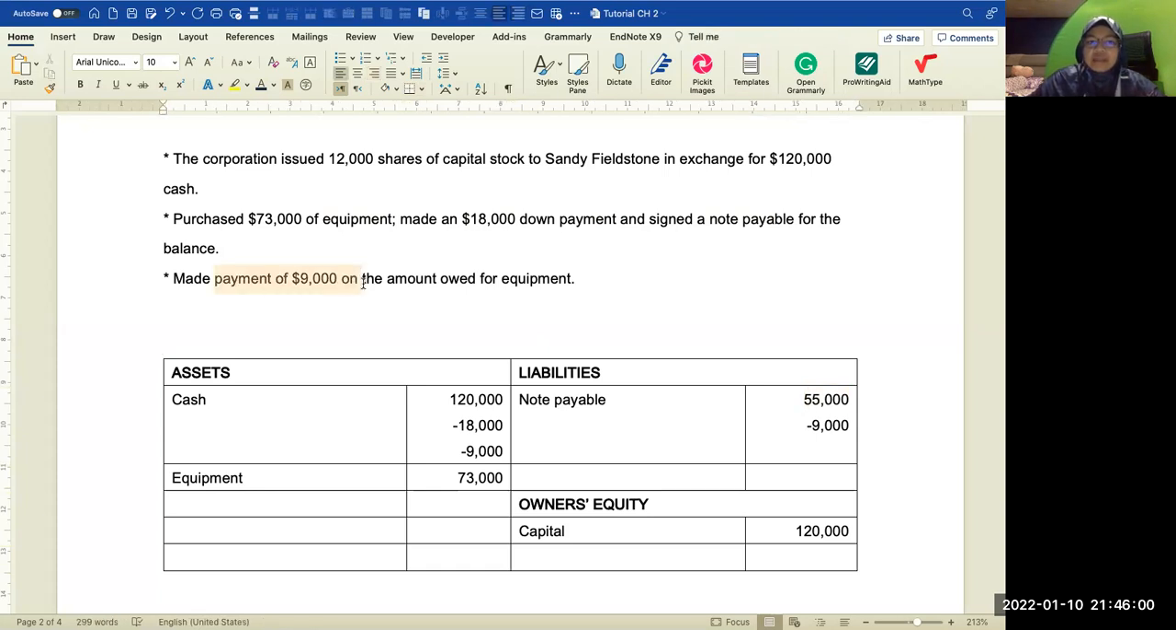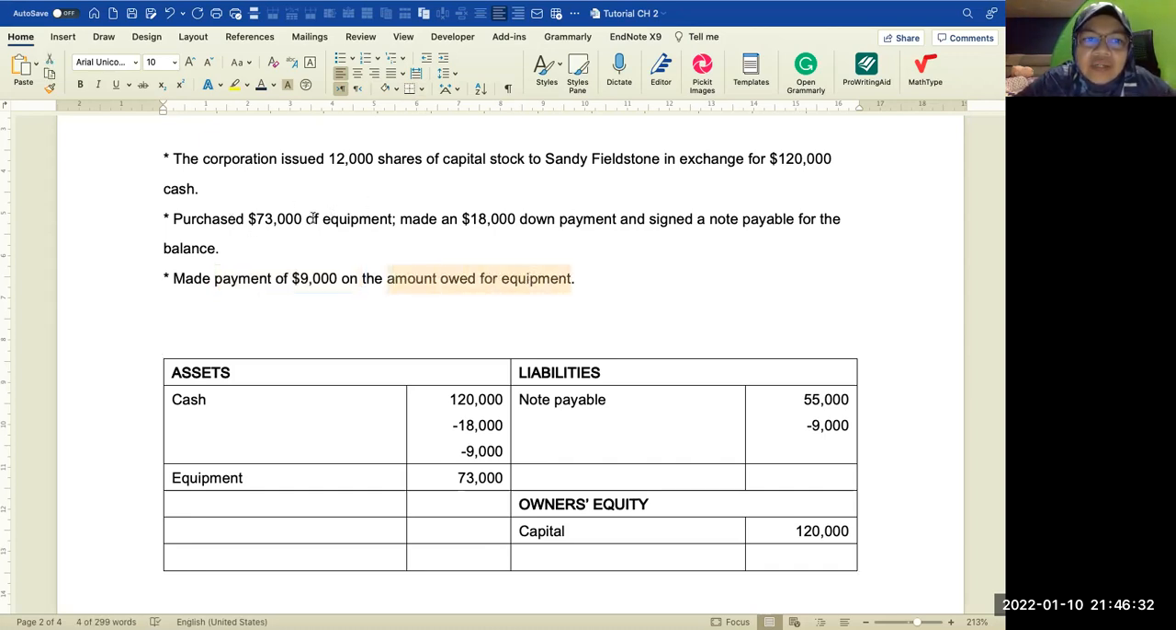You made payment. Remember, just now you had to pay 55,000, but now you make a payment of 9,000 first. So you have a balance, 55 minus 9, and you still have a note payable. Oh, I thought you increased equipment. No, you minus cash because you make payment for the equipment. Because the wording is the amount owed for equipment.